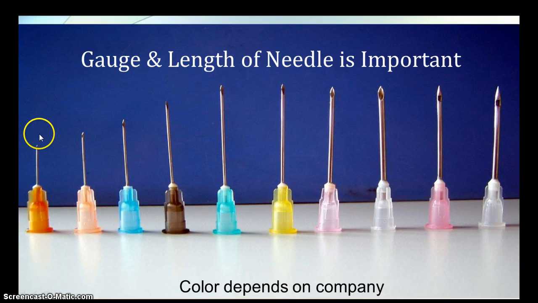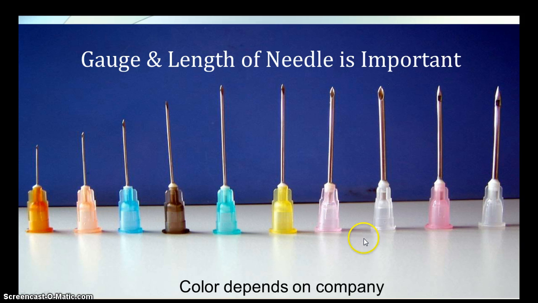Couple of things. The higher the gauge number, say 25 to 30 or something like that, the smaller the needle. Okay? The higher the gauge, the smaller the needle. The lower the number, say 18, the larger the needle, the larger the gauge. Okay? Length can be anything, but usually the shorter length is going to be for your sub-Qs, the longer length is going to be for your IMs.